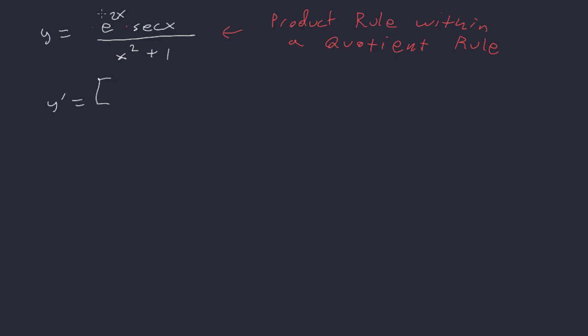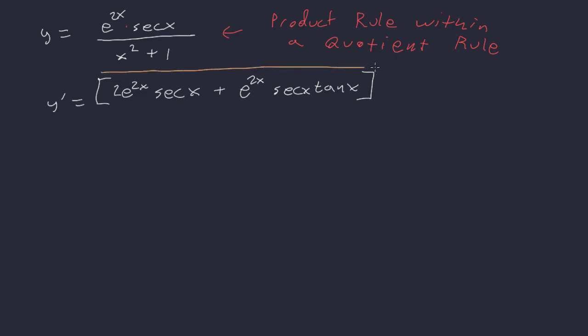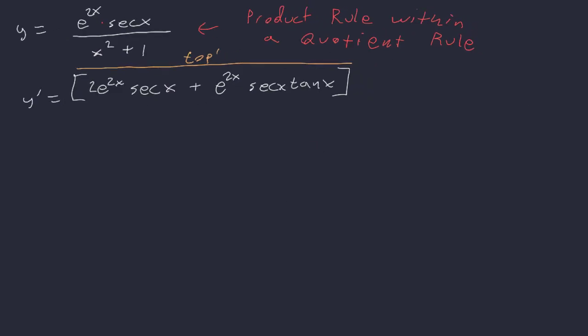Okay, so when we do the derivative of the top, we're going to have to do a product rule. So it will be the derivative of the first, which will be 2e to the 2x, times the second guy left alone, plus the first guy left alone, times the derivative of the second guy. And the derivative of secant is secant x tangent x. So this whole thing right here is just the derivative of the top. Then we'll multiply by the bottom left alone.